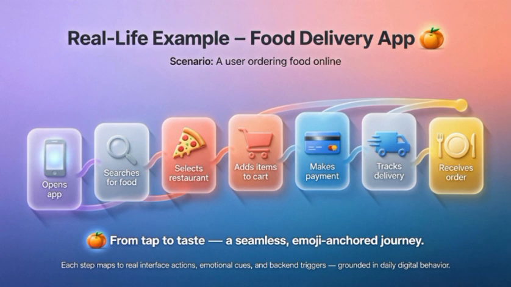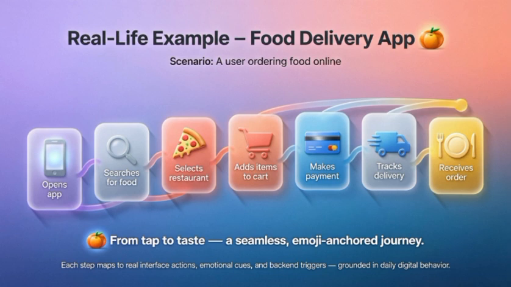The user journey begins with opening the app, where the user starts their interaction. Next, the user searches for food based on their preferences, then selects a suitable restaurant from the available options. After that, the user places the order by choosing items and confirming them. This is followed by making the payment through available methods, and finally, the user tracks the delivery in real time until the food reaches them. Together, these steps form the complete user journey.